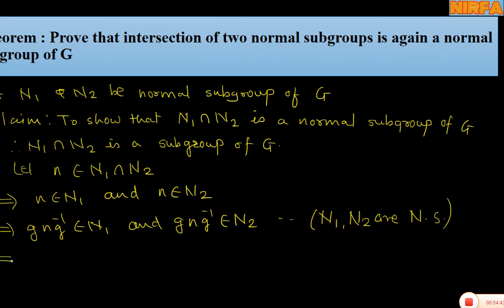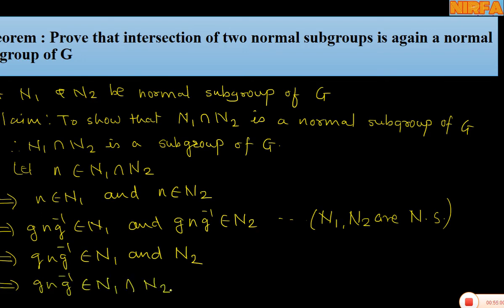That means the same element g n g inverse belongs to N1 and N2. That means g n g inverse belongs to N1 intersection N2, for all g belongs to G and n belongs to N1 intersection N2. And what is this? This is the definition of normal subgroup, and it has been satisfied by N1 intersection N2.